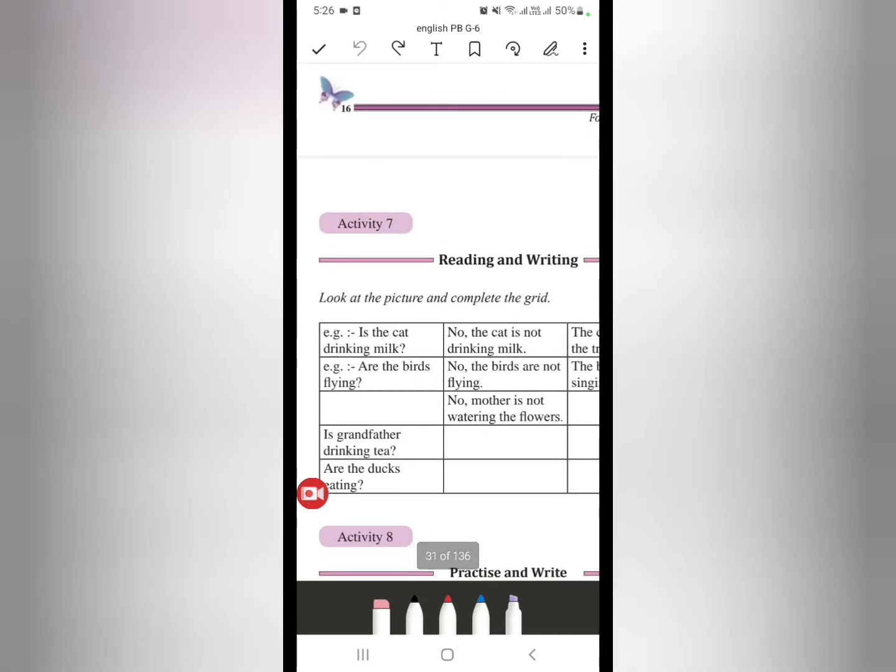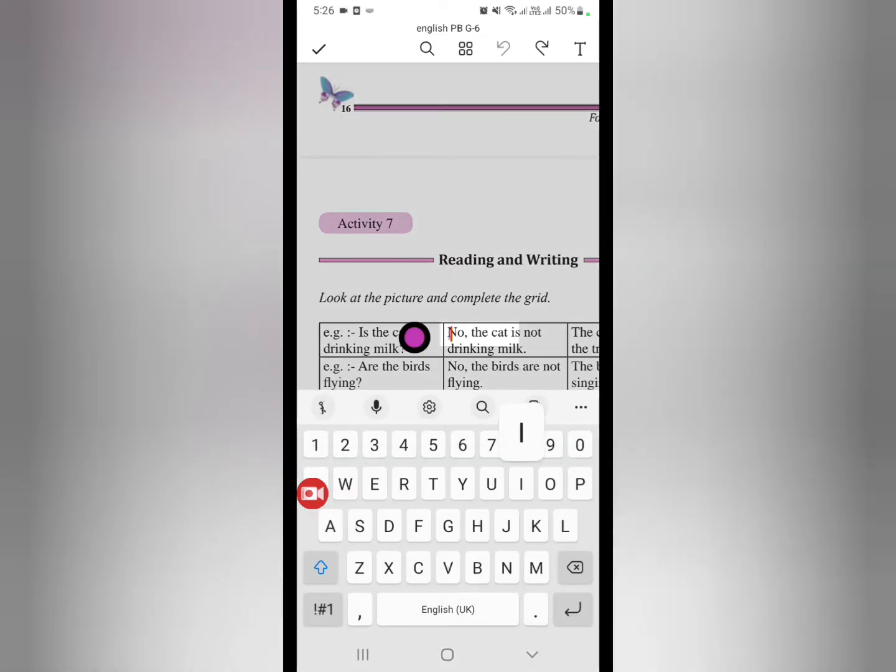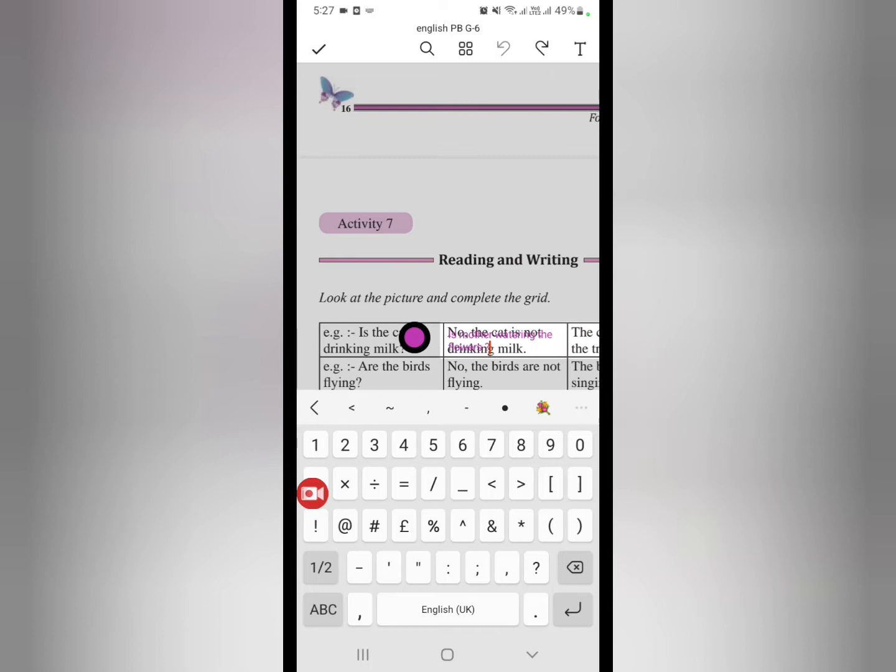You should change it by moving the first word into the second place and the second word into the first place. Now I will say it and then I will write it into the grid. Is mother watering the flowers? We should write, is mother watering the flowers? And then we should put the question mark.